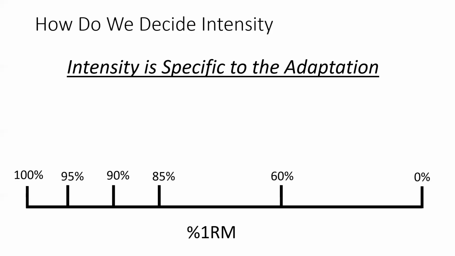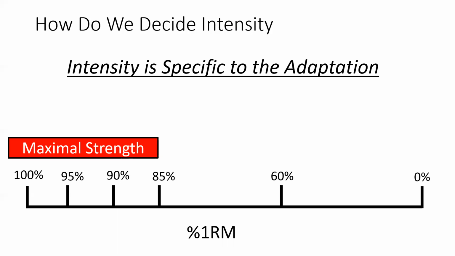Okay, so let's look at this as our %1 RM number line. We know that %1 repetition maximum is our gold standard for intensity. This is how we gauge it. It may not always be a perfect number for each individual, but it's a good estimate.